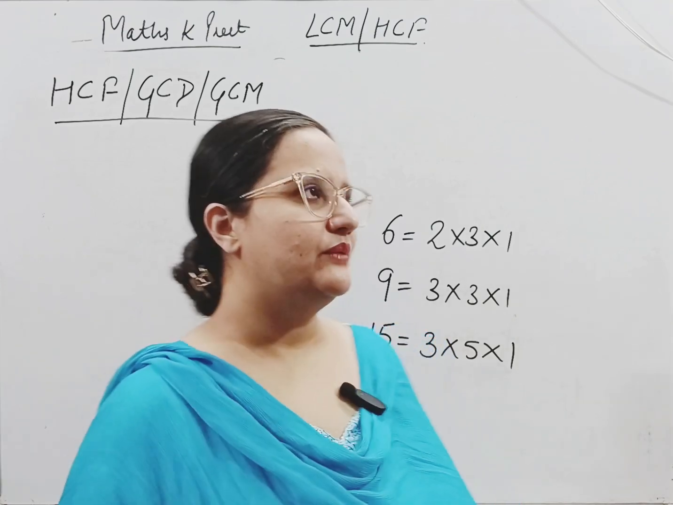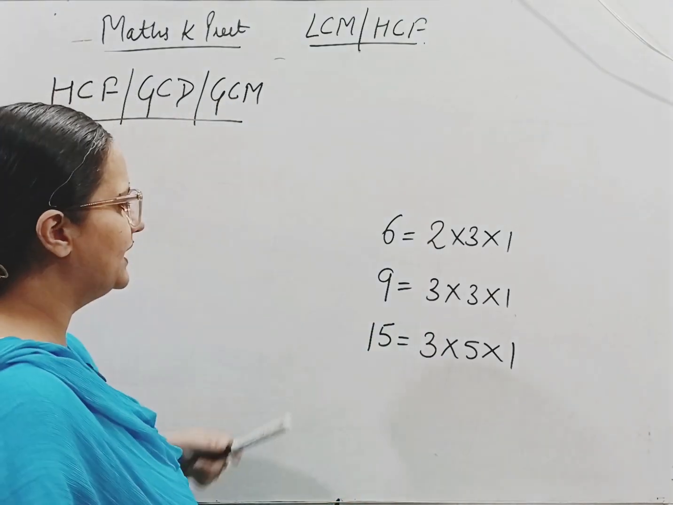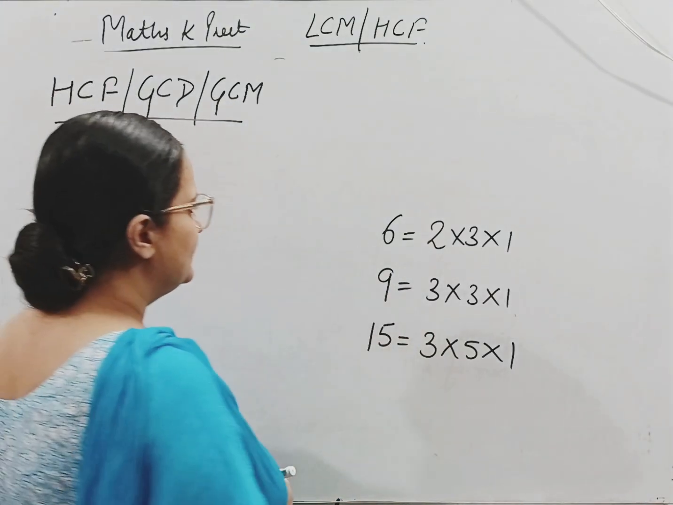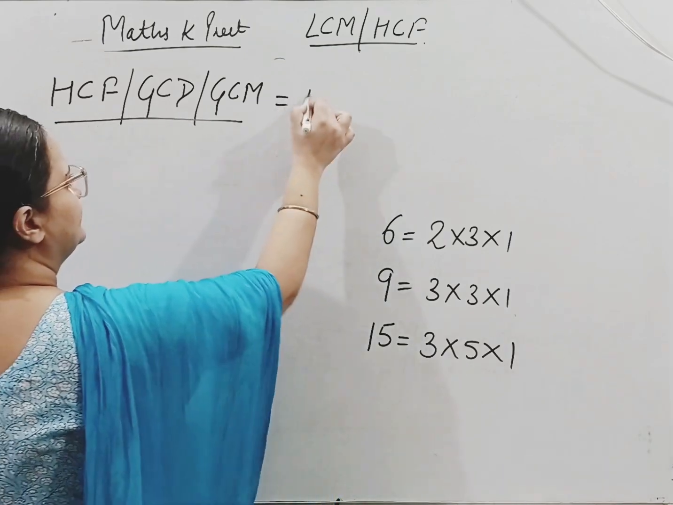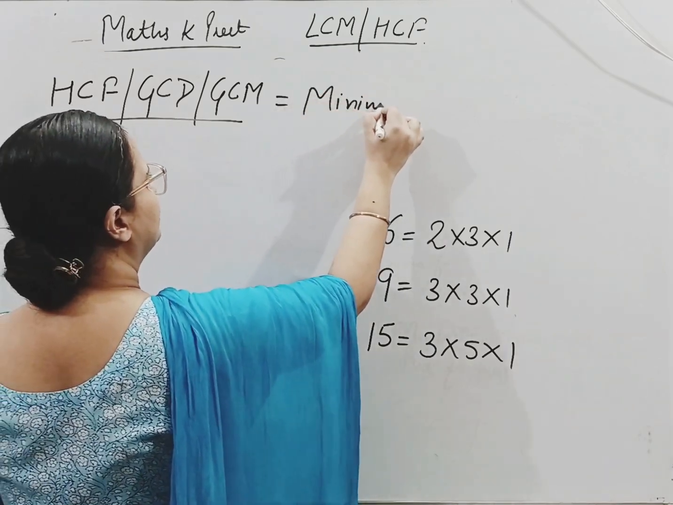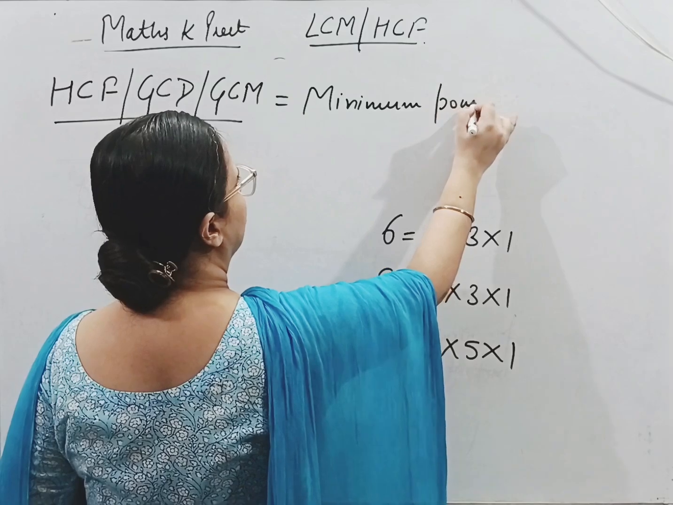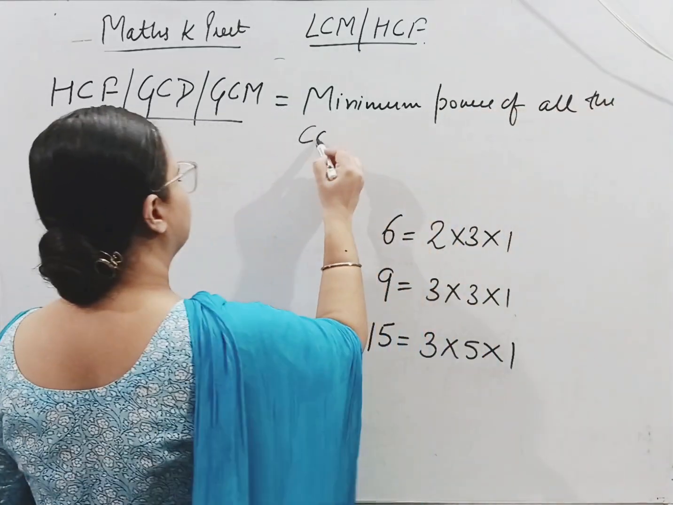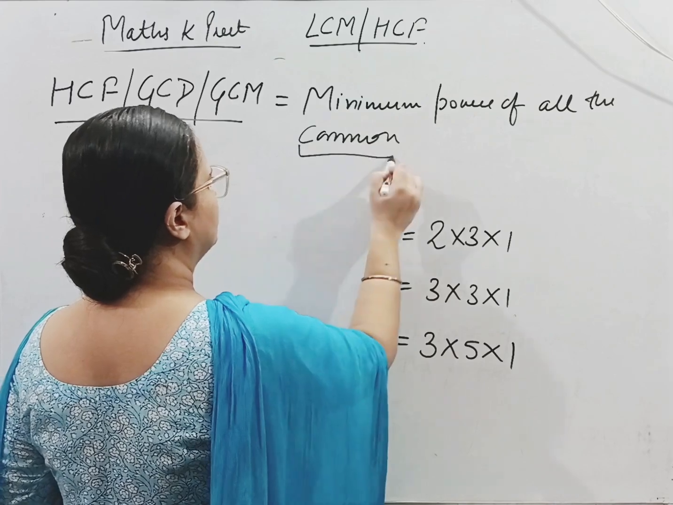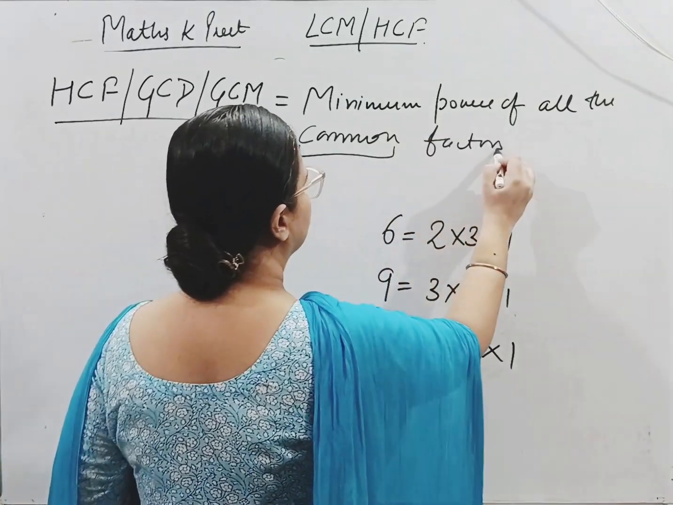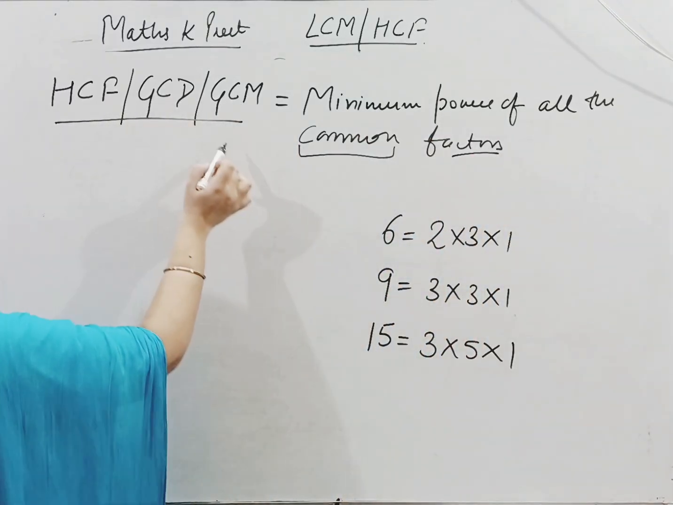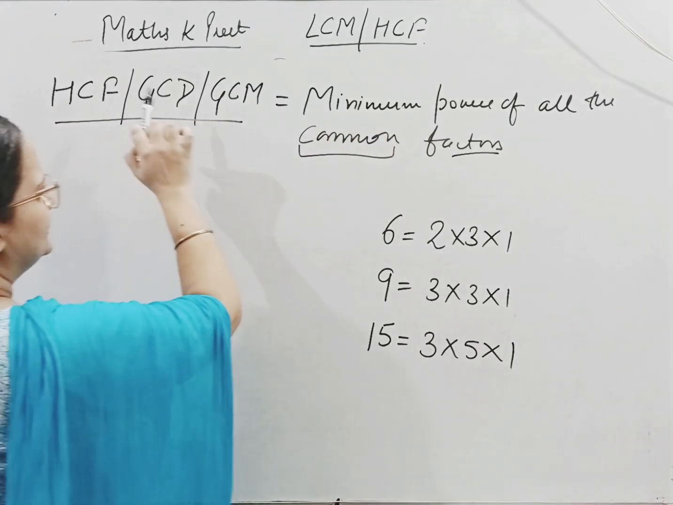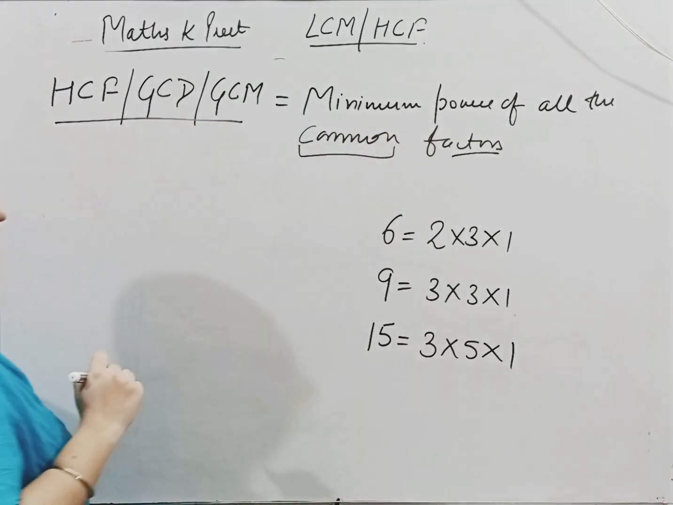See, if I have these numbers 6, 9 and 15, I have written the prime factorization for these three numbers. So what is HCF? HCF is basically the minimum power of all the common factors. All the common factors, clear from the name, common factors. Here, highest or greatest, we will take the minimum power of all the common factors.